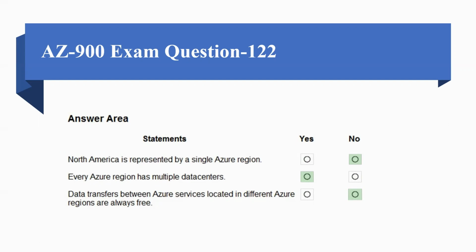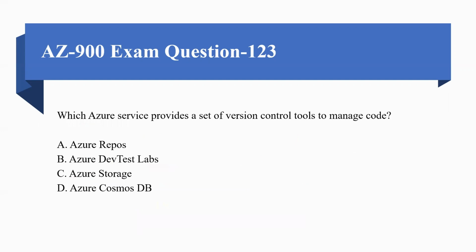It should be no. Coming to the next question, which Azure service provides a set of version control tools to manage the code? Option A, Azure Repos. Option B, Azure DevTest Lab. Option C, Azure Storage. Option D, Azure Cosmos DB. And the correct option would be option A, Azure Repos.